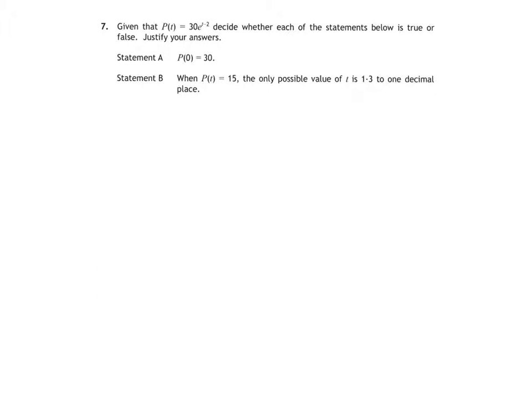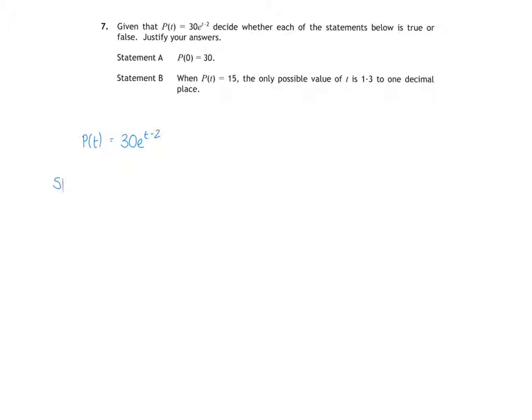Okay, so we're on to question 7. We've been told that P of t is equal to 30 e to the t minus 2. And we've been given two statements and we have to say whether or not they are true or false. So, if we look at statement A, it says that P of 0 is 30. So we just put this in.